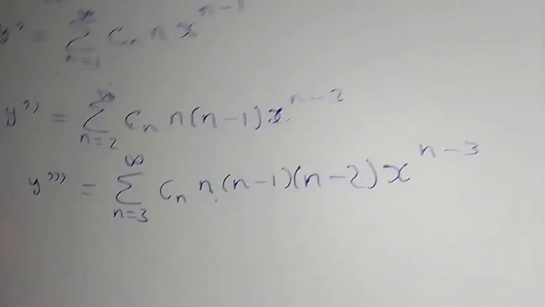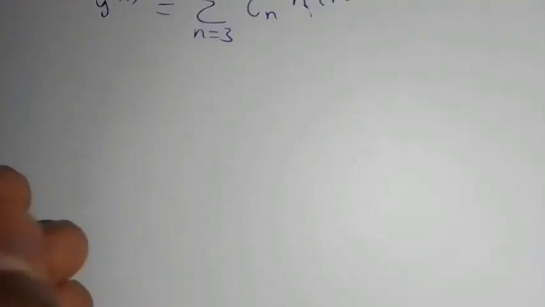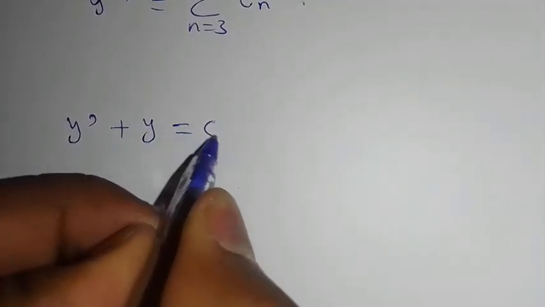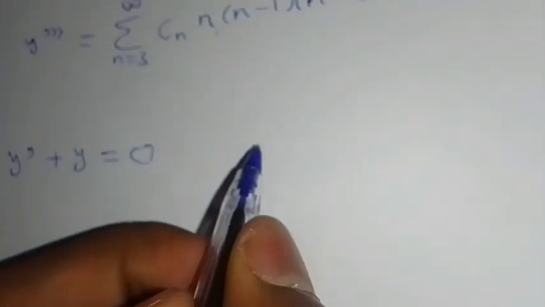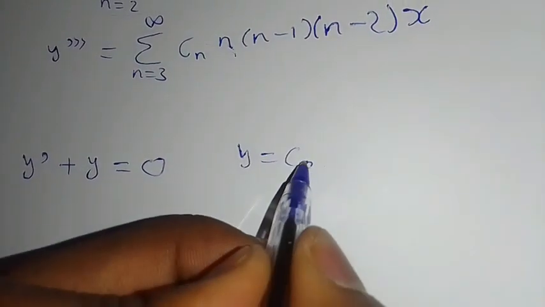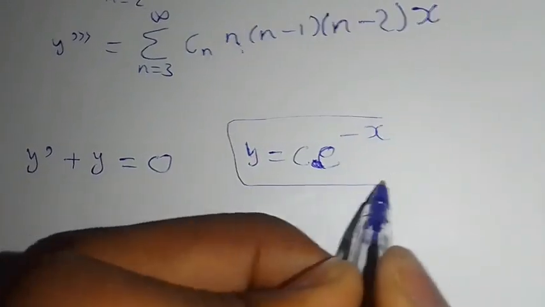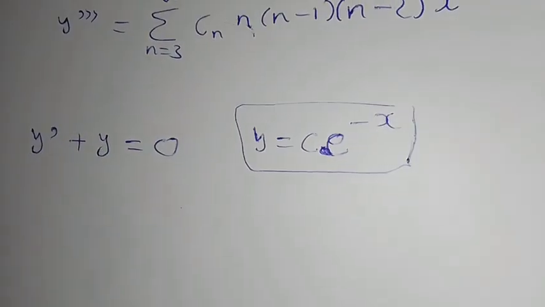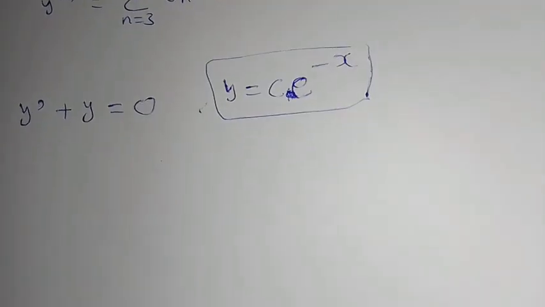So how do we actually apply this in order to solve our differential equations? Okay, let's start simple. Let's say we have y prime plus y equals 0. We already know that the solution to this differential equation is that y equals some constant c multiplied by e to the power of minus x. Again, you can try this using separation of variables, and you get the solution being c e to the power of minus x.